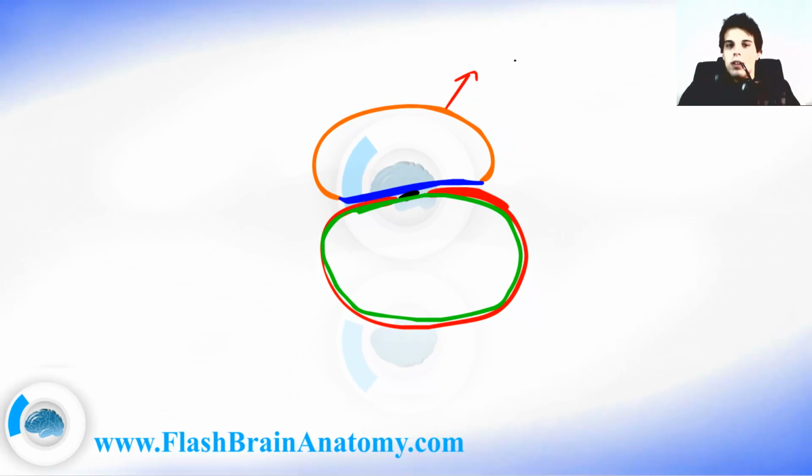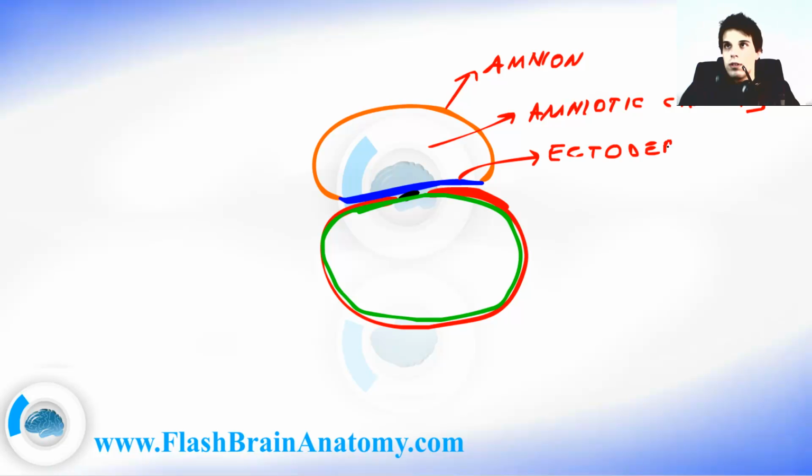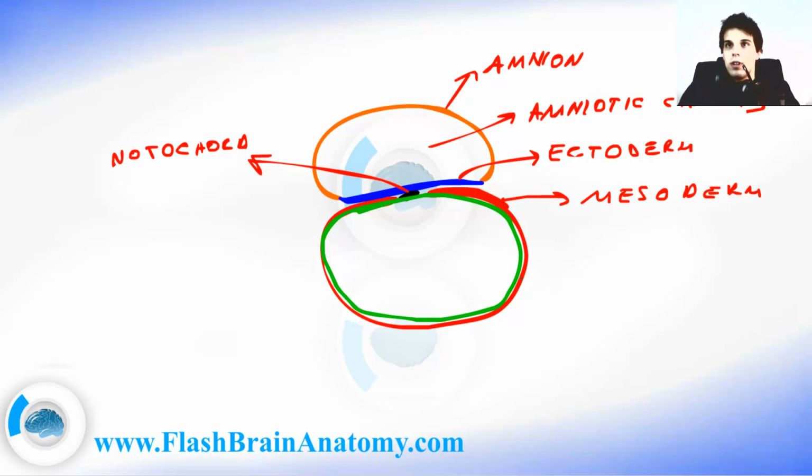So let me just write this all down. This was the amnion. This was the amniotic cavity. This over here, this blue thing, was ectoderm. This dark thing in the center was the notochord. This was the mesoderm. And this over here inside was the endoderm.